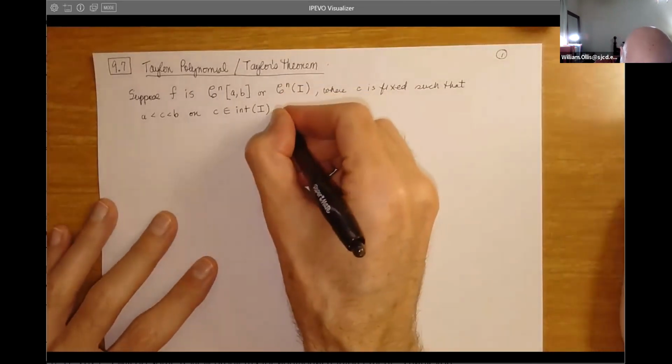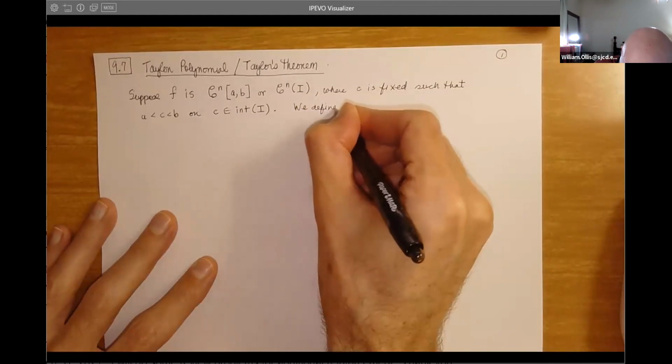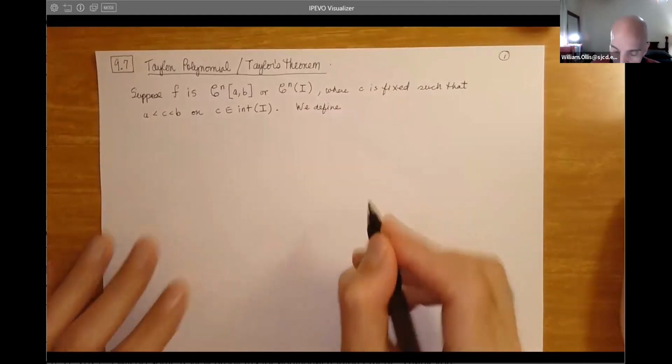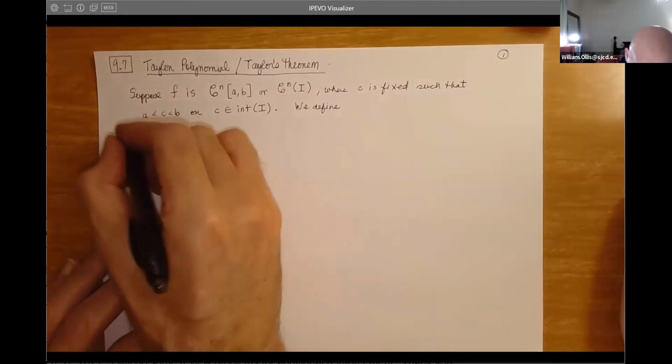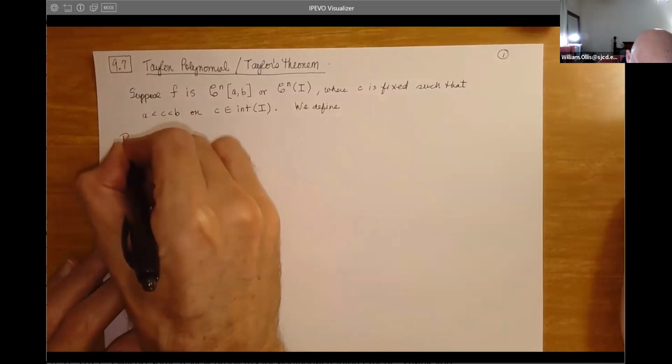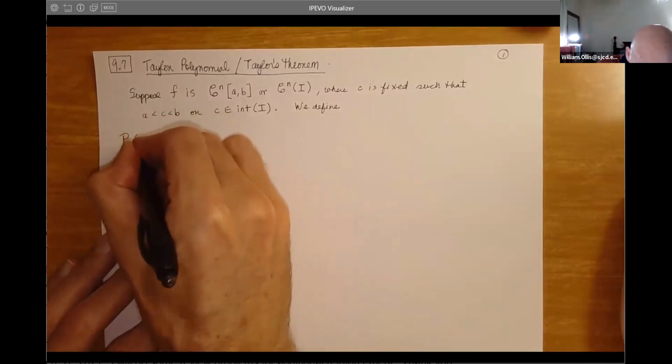And what we want to do is define a polynomial. Now we're going to see why it's actually a good polynomial, but for right now we just need to use it and commit it to memory. And the usual notation will be P sub n for order n of f.